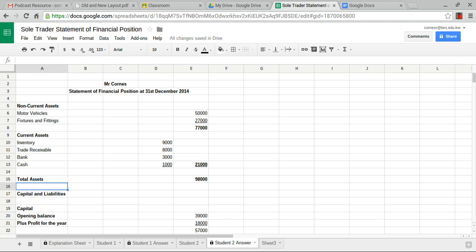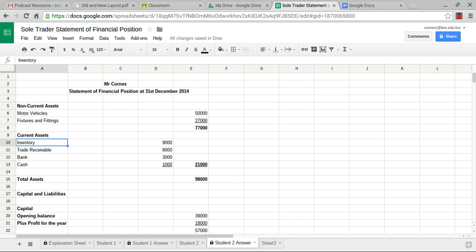Okay, the top half of the statement of financial position just covers the assets. And what we do, we put the long-lasting assets or the non-current assets, the ones that are going to last for more than 12 months at the top. In this case, we've just got two, motor vehicles and fixtures and fittings. For those of you who are a bit more advanced, I haven't included cost and depreciation in here because it's meant to be something that anybody new to accounts can use as well.